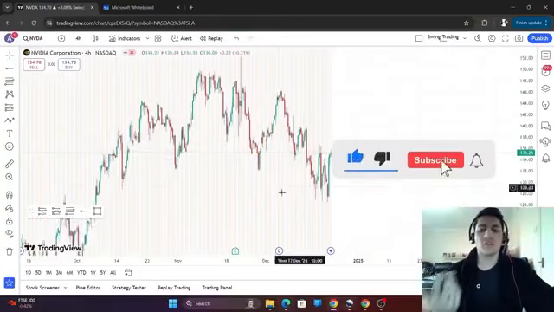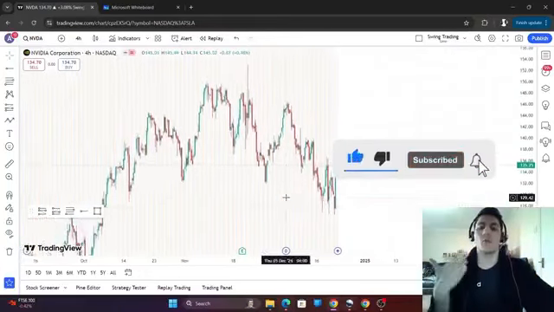We're going to look for the most obvious liquidity pool, right? Where is the money? Where is the money actually at? So we've got two equal lows. We've got this low here, and we've got this low here. So we know there's going to be lots of liquidity, right?